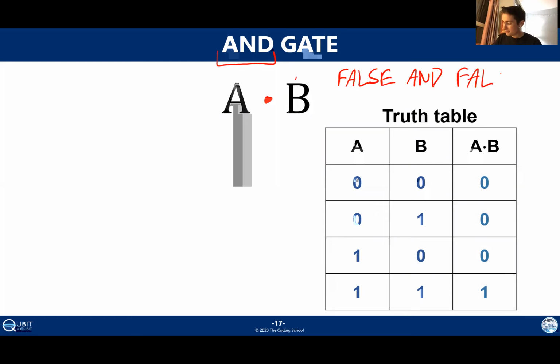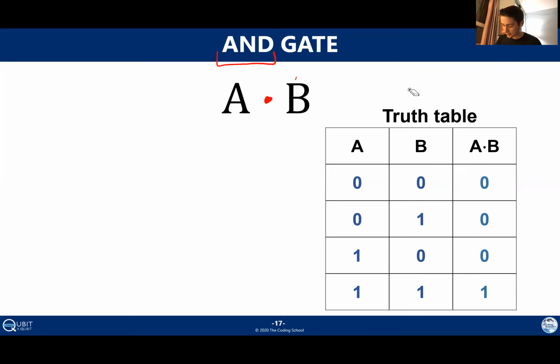If we have false and false, the whole thing evaluates to false. Even if one of these is true, we can't say that both A and B are true, so the whole thing is false. It's only if both A and B, hence the gate's name, are true that you output true.